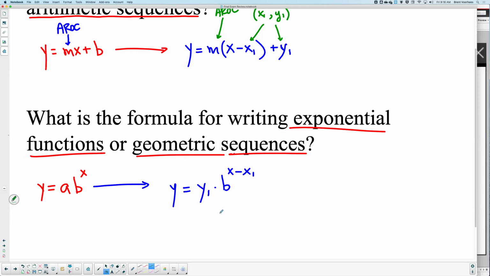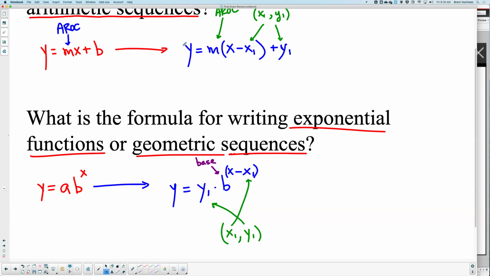Once again, the y1 and the x1 are a point. The x's are always liars. If it's helpful, I could put this in parentheses just so you can see that these formulas are very similar. But over here, that's an a rock. Over here, what do we call the b? What does b stand for? The base. And that's the amount it's multiplying by.